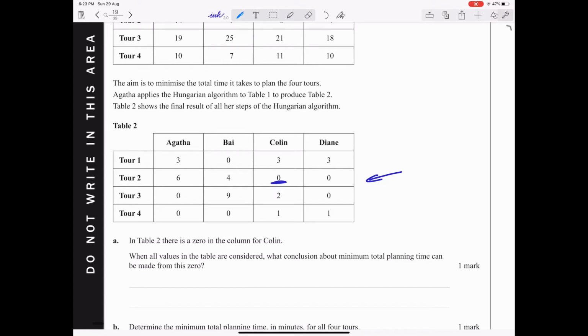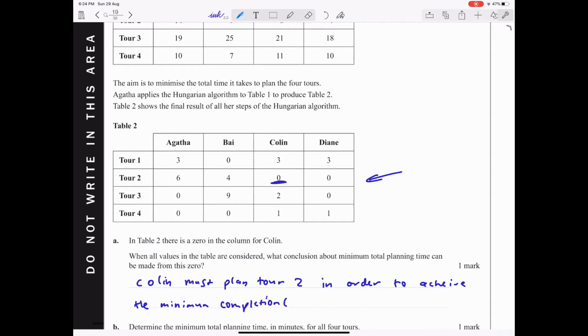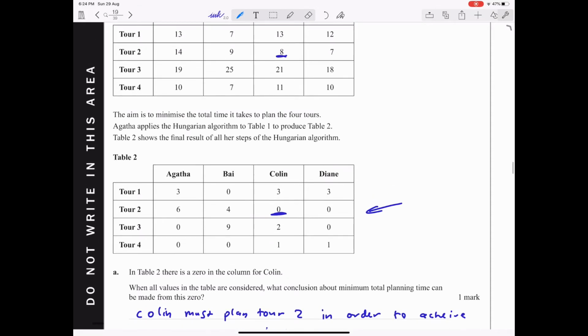So we can say that Colin must plan tour 2 in order to achieve the minimum completion time. And you could put it in brackets. It takes him 8 minutes to complete tour 2.